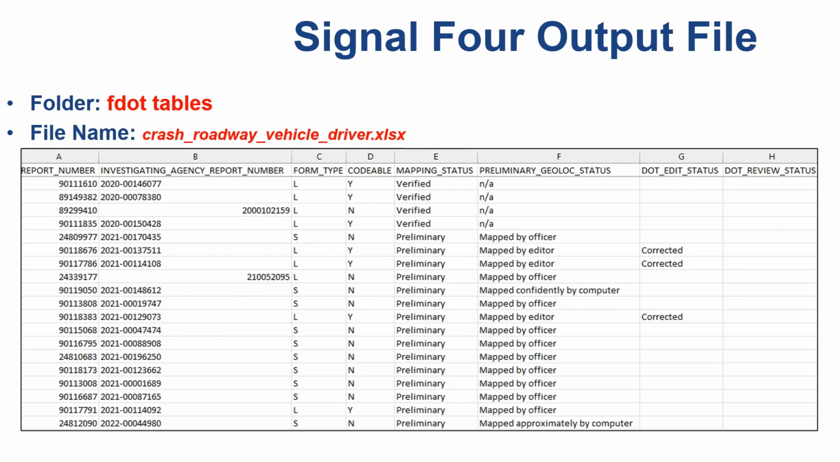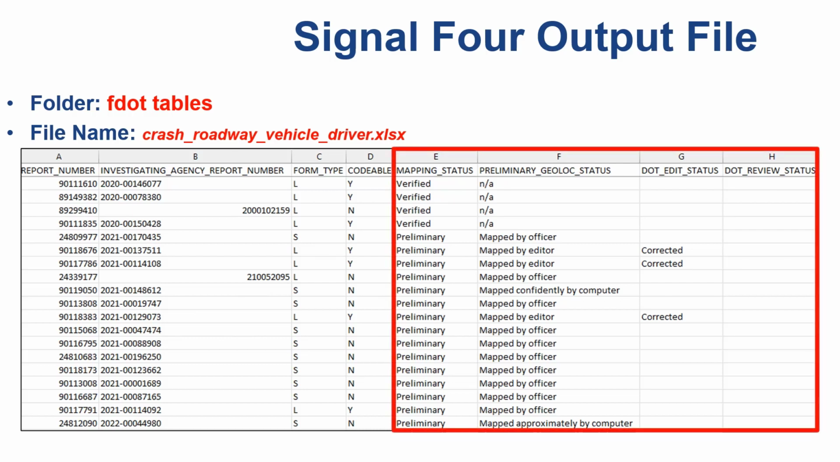And if you look at columns E through H, you'll find the verification information. Column E will tell you that the crash report has either been verified or that it's preliminary. If it says preliminary, look at the next column over in column F to see what the status of the verification process is, or the preliminary geolocation status is. The next two columns, G and H, provide details of the edit and review process, so you can see where in the overall verification process the crash report is currently at.